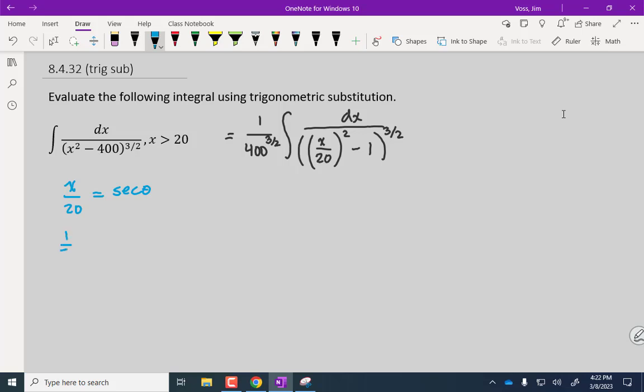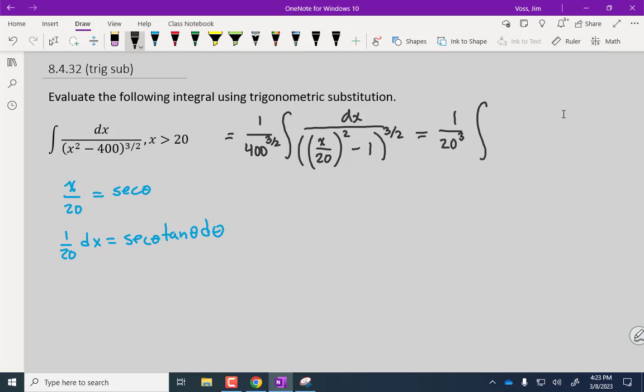Derivative of both sides with differentials. So that's our derivative. Now we need to replace all the x's, all the dx's. We need to convert everything to theta. Must convert to theta. Square root of 400 is 20. 20 cubed. We'll just leave it at that for a moment. 1 over 20 cubed. Integral.